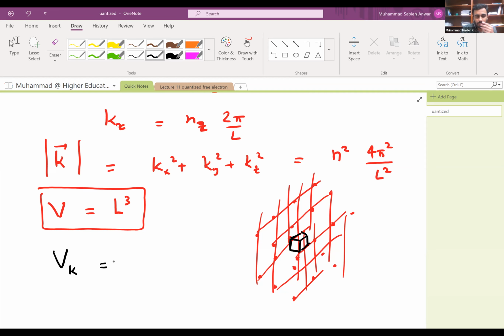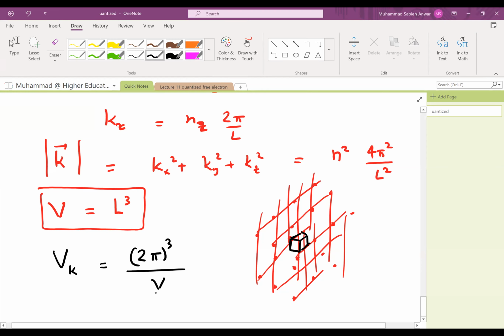It is (2π over L) whole cube. Right? So the volume in K space is going to be (2π) cube divided by the volume in the direct space. Okay, so there is a reciprocal relationship between the size of the solid and the size of a small K point or a K cube in the K space.